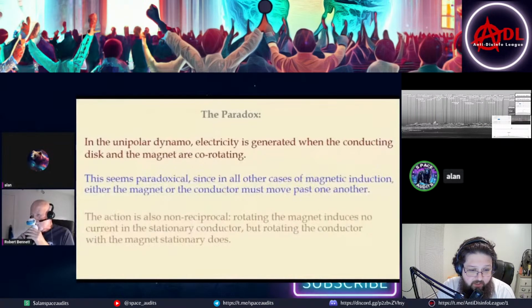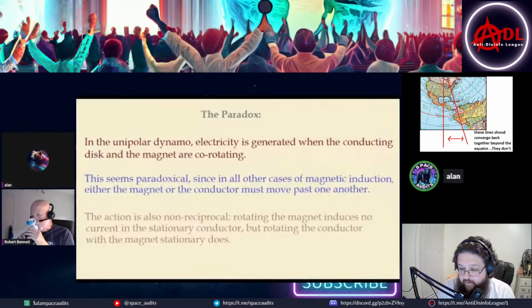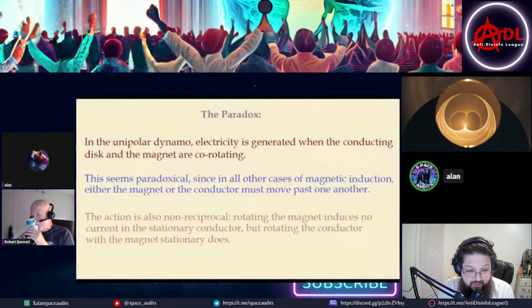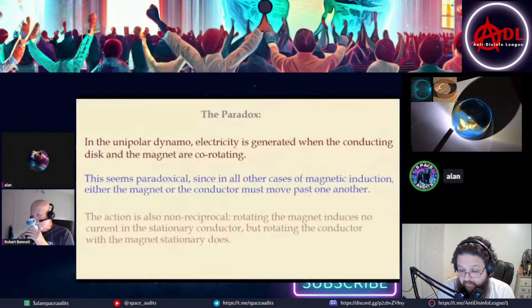So this is like the basis of the 1905 paper by Einstein, "On the Electrodynamics of Moving Bodies," where he talks about relative motion producing different effects. So this is the falsification of that philosophy right off the gate here. This action is also non-reciprocal. Rotating the magnet induces no current in the stationary conductor, but rotating the conductor with the stationary magnet does.